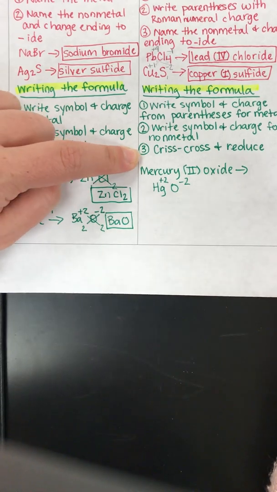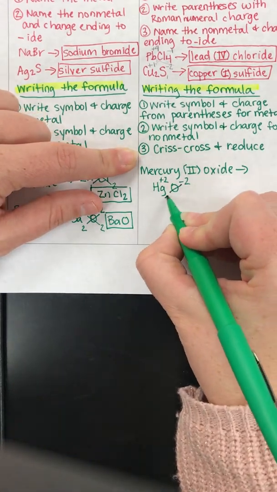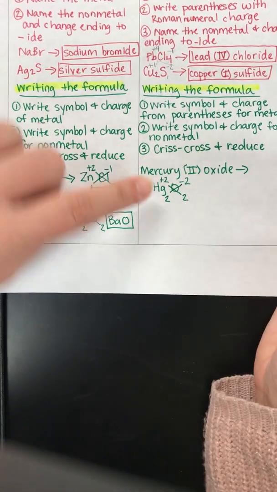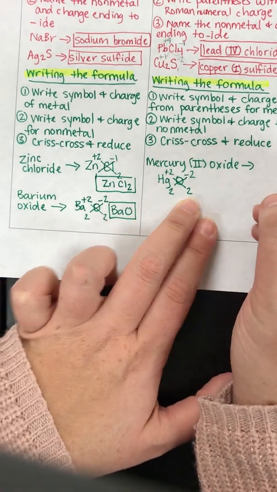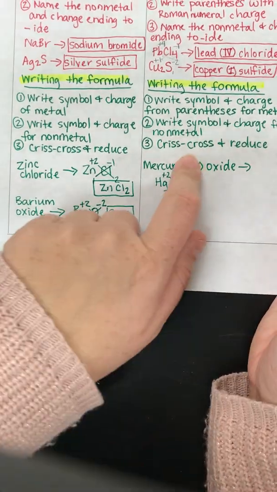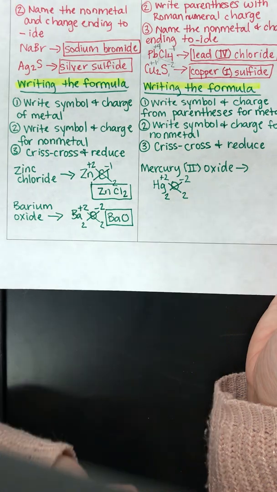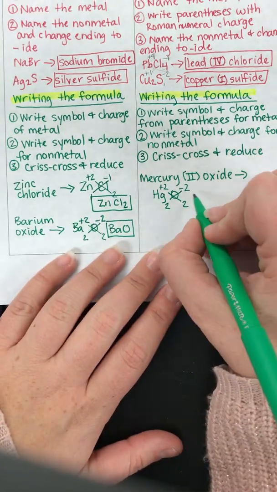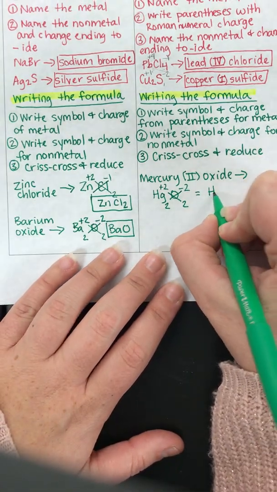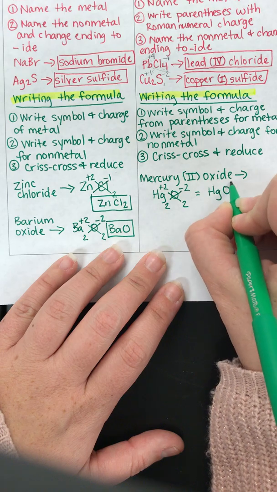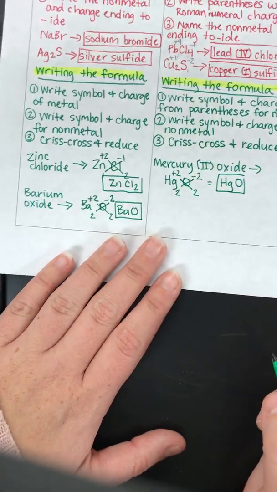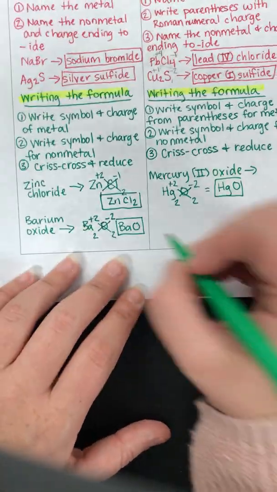Step 3 says crisscross and reduce. So I'm going to bring this 2 over here and this 2 over here. Remember, the positive and negatives disappear. And we said and reduce. When the numbers match, they basically cancel and become 1. So this real answer is going to be HgO. Okay? Let's try one more.